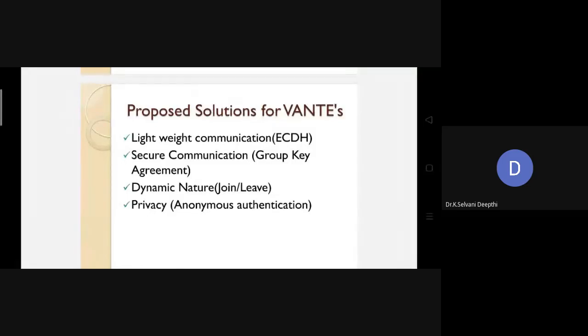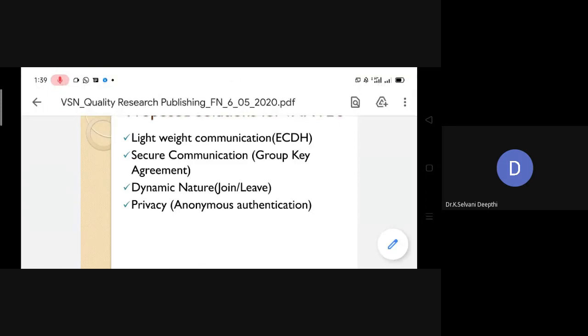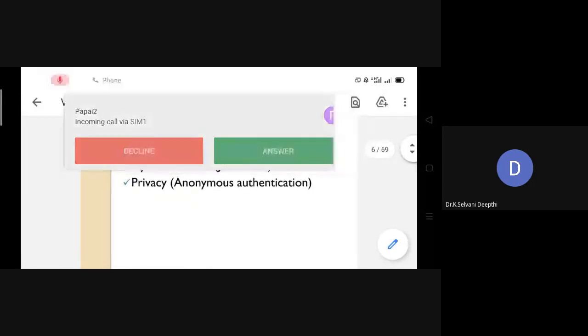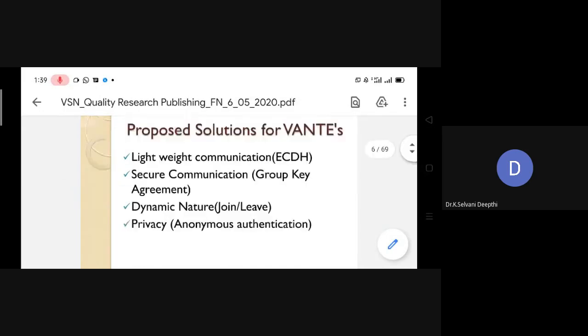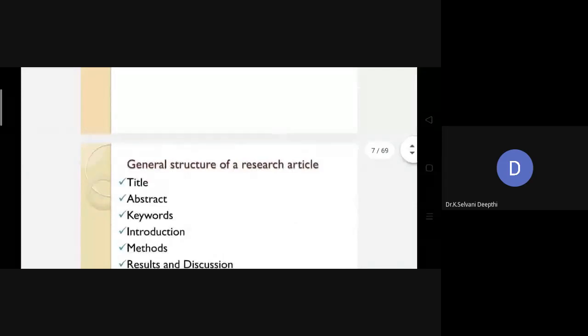In that, what are the problems you are having? There are traffic jams and accidents. If there is communication between vehicles, you have a better chance to reach targets in less time. Those are the problems you have with VANETs. After getting the problem, next you have to step into how to solve it. For that, we are using lightweight communication, secure communication, and dynamic nature.